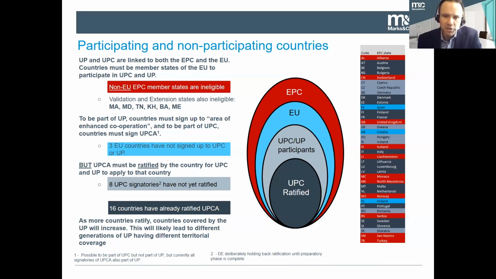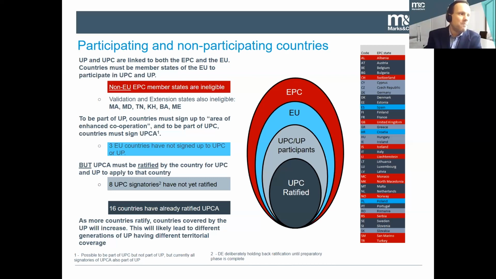Now, Germany, I mentioned that, James mentioned it as well. They're a bit of an outlier because Germany's ratification is required for the UPC to start in the first place. They are deliberately holding back to allow for time for the systems that underpin this whole new construct to be constructed. So Germany will be in from the start. It's a condition for that. It's just that they're holding back for now.